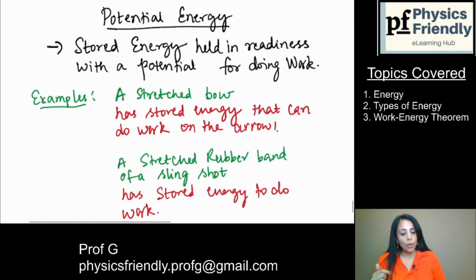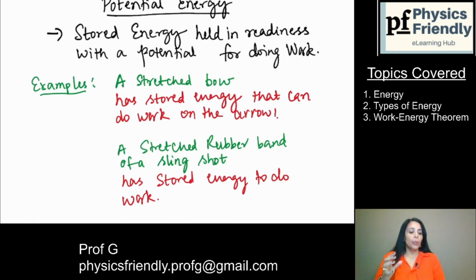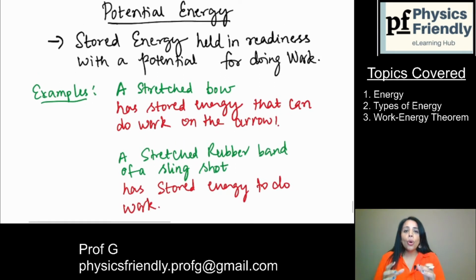Now let's look at what potential energy is. Potential energy is stored energy held in readiness with a potential for doing work. For example, a stretched bow. We stretch the bow, so this stretched bow has stored energy that can actually do work on the arrow. A second example is where we stretch a rubber band for a slingshot, which has stored energy to do work on the object that we are stretching and holding, and then we release the object.